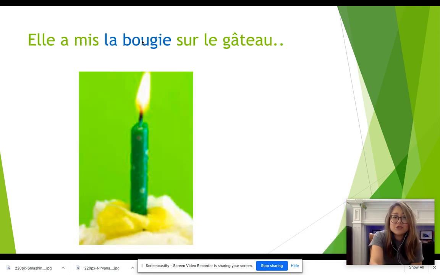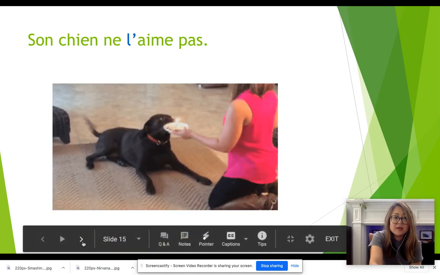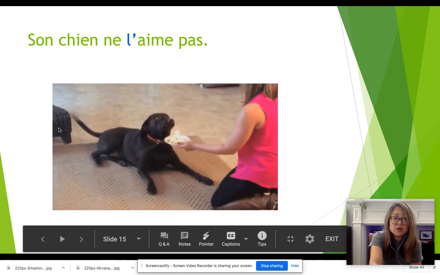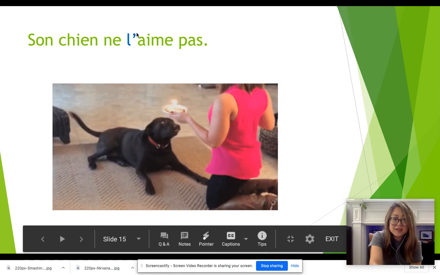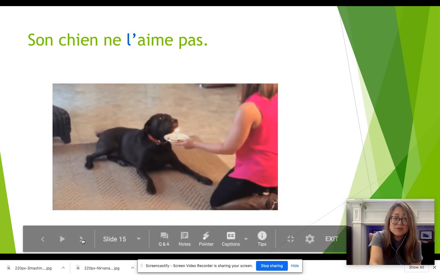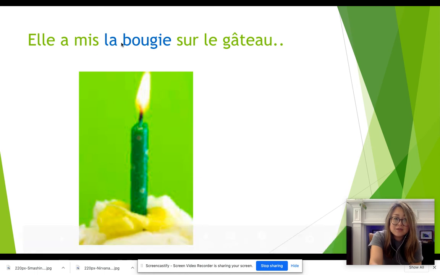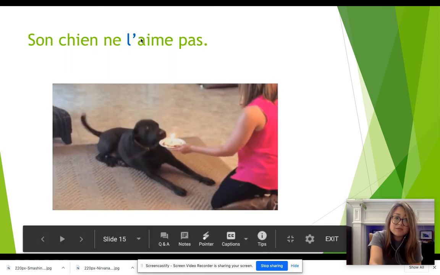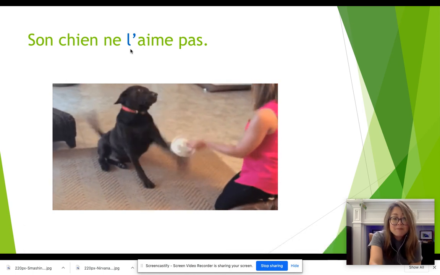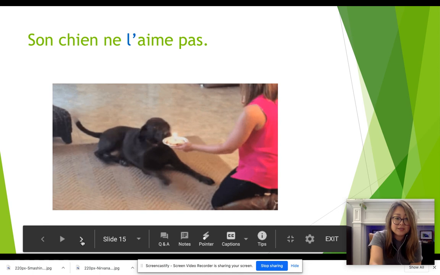Elle a mis la bougie sur le gâteau. She put the candle on the cake. La bougie is feminine. Son chien ne l'aime pas. Her dog doesn't like it. Notice how it's L apostrophe because la normally would be it, it's feminine, but it's in front of a verb that starts with a vowel. So it sounds like one word. Ne l'aime pas. Her dog doesn't like it.